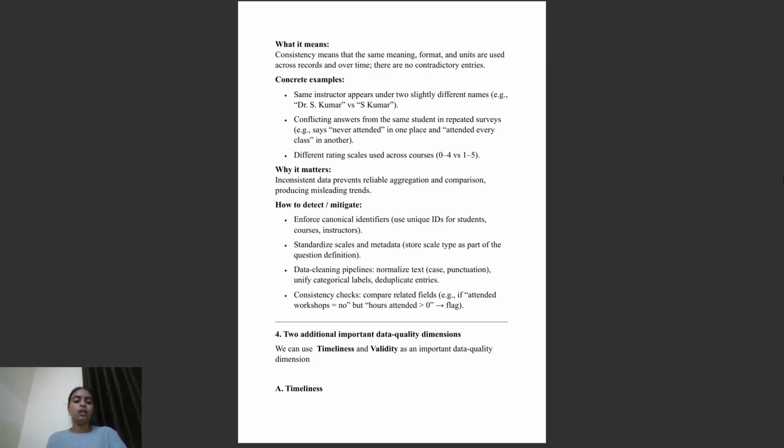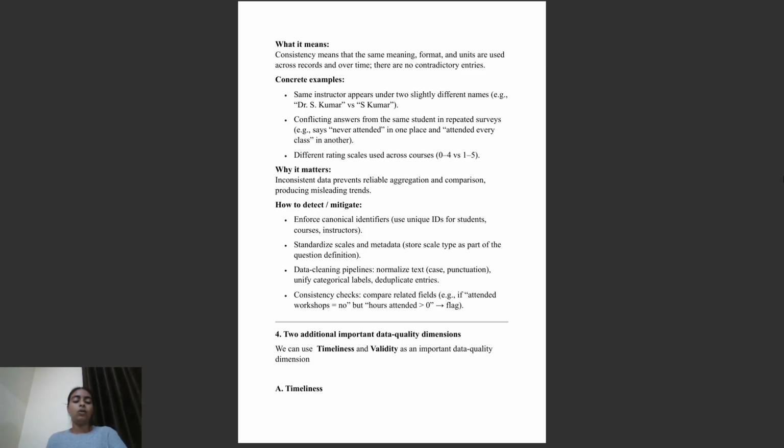A student gives contradictory answers, saying never attended class in one question but attended every class in another. Different rating scales are used in different courses, like 1 to 5 in one place and 0 to 4 in another. Why is consistency important? Because inconsistency makes it impossible to compare or aggregate feedback correctly. It distorts trends and produces misleading results.